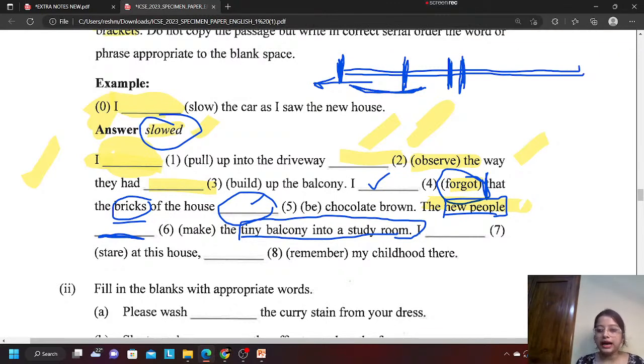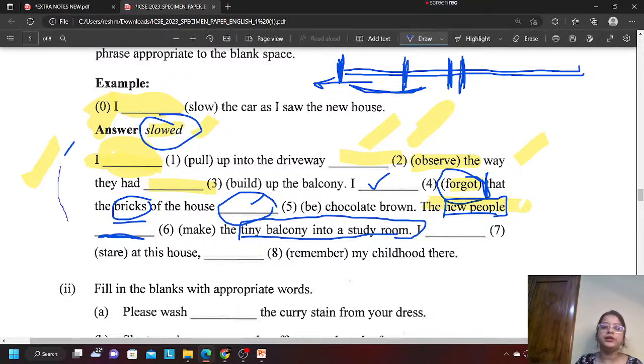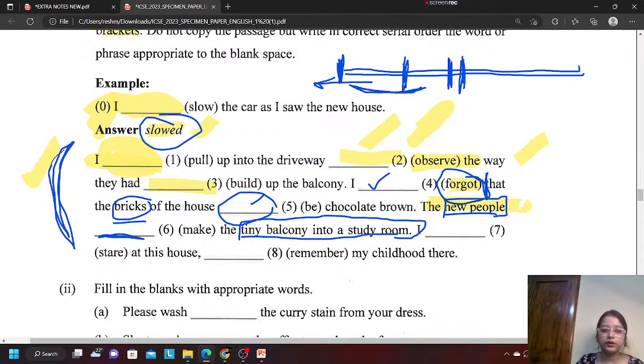Alright, next one. I dash stare at this house dash remember my childhood there. Okay, last line. So what is happening? Now this person whose house it was in the past, he is thinking about his childhood. So what is he doing? Yash has written correct. This will come now because this is the specimen paper that the board has released, saying this kind of question can come in your exam. This is important. And whatever question you are going to get from me will also be like this only.